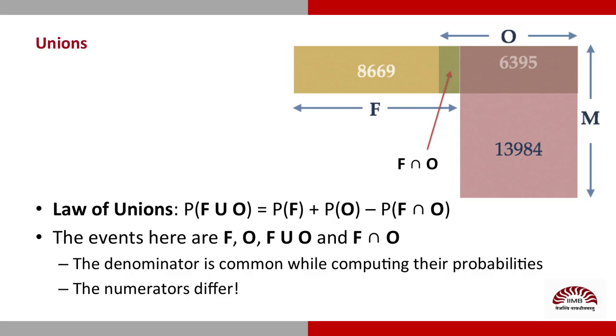We now have the law of unions, which can be stated as follows. P of F union O is P of F plus P of O minus P of F intersection O. All of the events share the same sample space, so the denominator is common. The numerator of the LHS is the combined sizes of these two events. If we simply add up the sizes of F and O, their overlap will be counted once for every event. But we only need one copy.